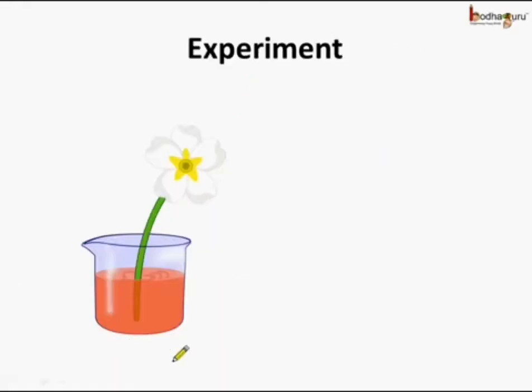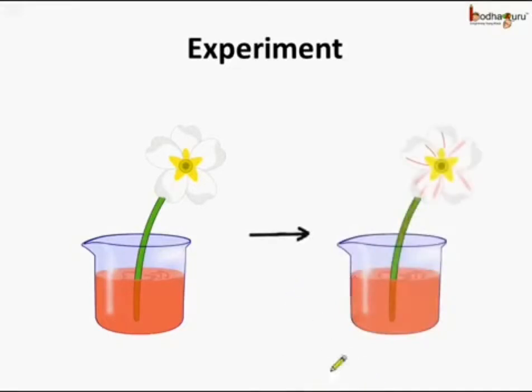Let us see. Here we have cut a branch of tree with flower, or you can say we take a small herb with a white flower. Now we place this branch in a beaker filled with water, and as you can see, the water is red in color. This is due to the red ink drops added to the water. If we leave this beaker overnight, certain changes will take place. And what are these? Let us see.